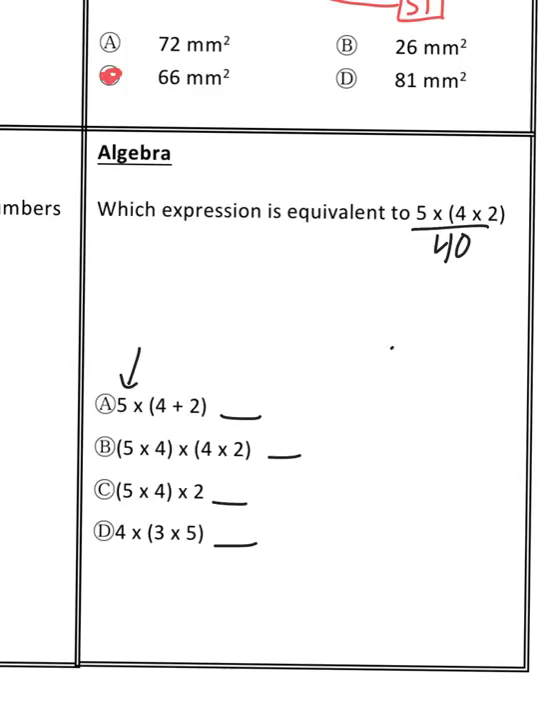So in this one, 5 times 4 plus 2 is 30. Can't be A. In this one, 5 times 4 times 4 times 2, if you multiply that, you'd get 160. So it can't be B. In C, type in 5 times 4 times 2, and you get 40, which is why it's equivalent. And the last one, 4 times 3 times 5, you'd get 60. So the only one that equals 40 is C.